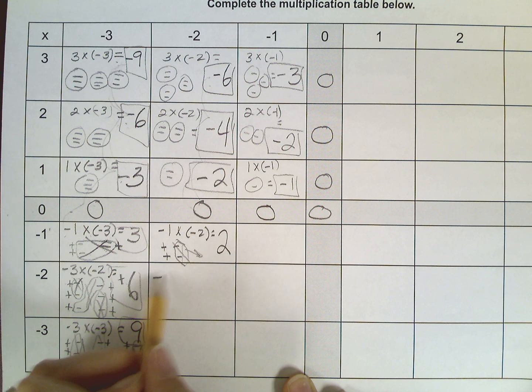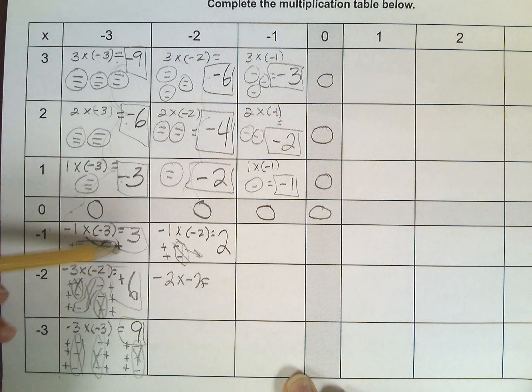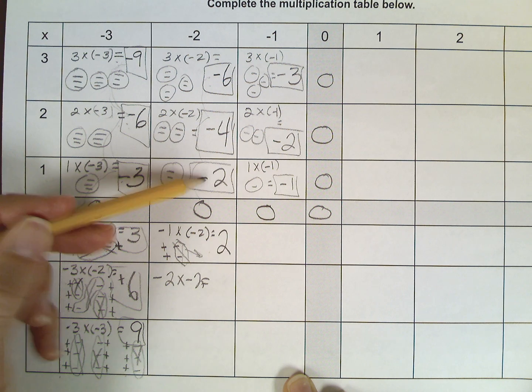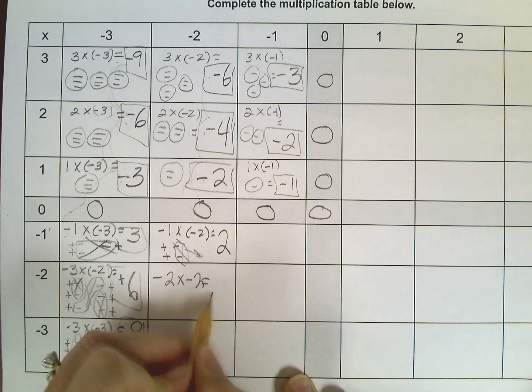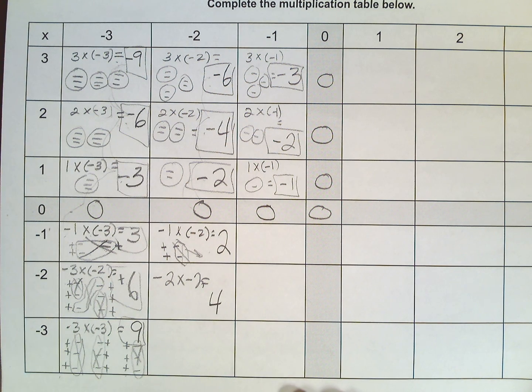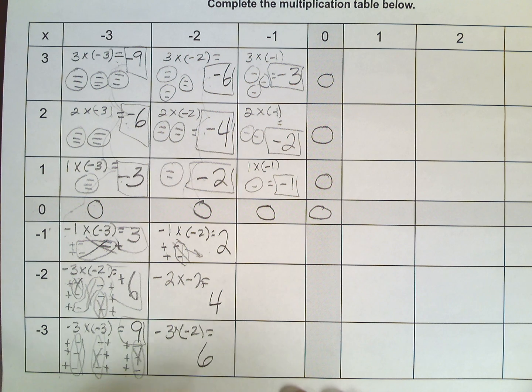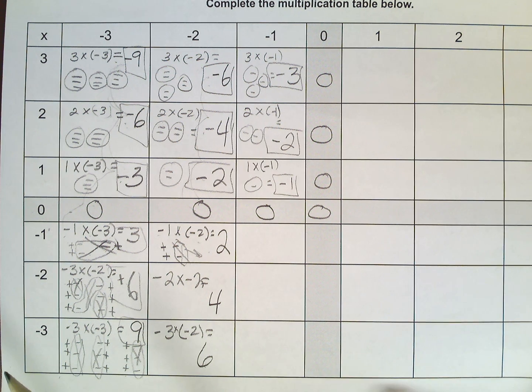So let's try our next one, -2 times -2. Well, remember we said opposites. 6 and -6 were opposites. 2 and -2 were opposites. So the opposite of -4 is +4. And then our last one, times -2. So what's the opposite of -6? That would be +6. So you might be noticing a negative times a negative will give us a positive answer down here in this quadrant.